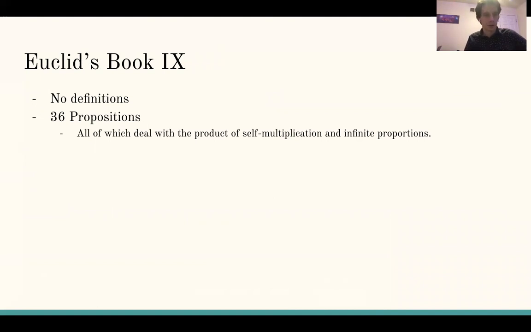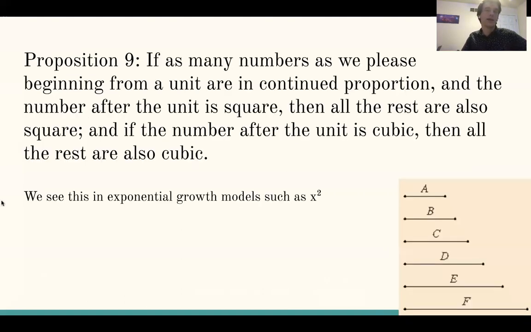And so what I tried to do is I looked through all the propositions, and I found one that took both of these properties, self-multiplication and infinite proportions, and combined it into one proof. And I really like it. And that's going to be proposition 9. And it pretty much says, if as many numbers as we please, beginning from a unit, are in continued proportion, and the number after the unit is a square, then all the rest are also square.